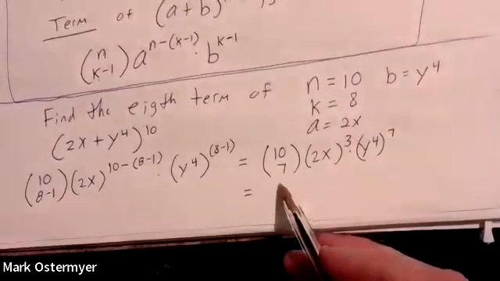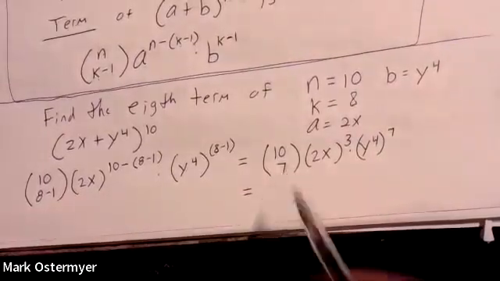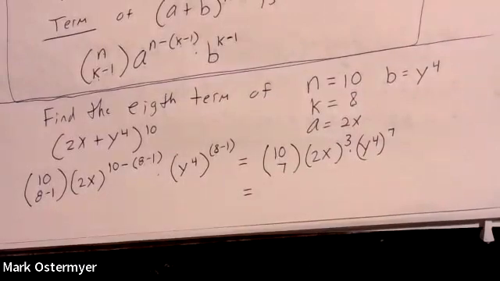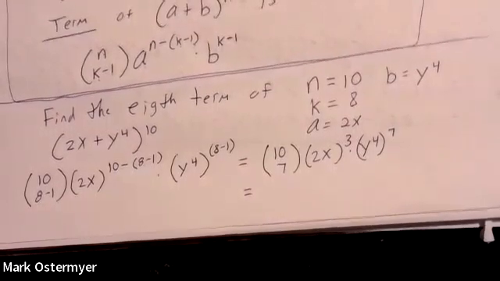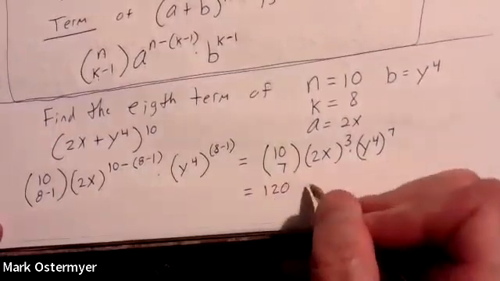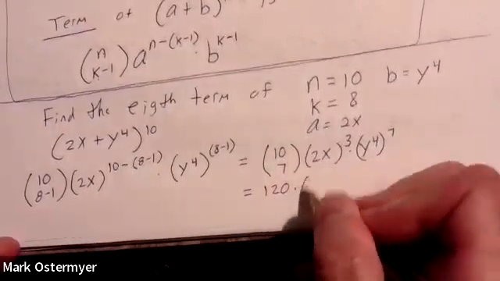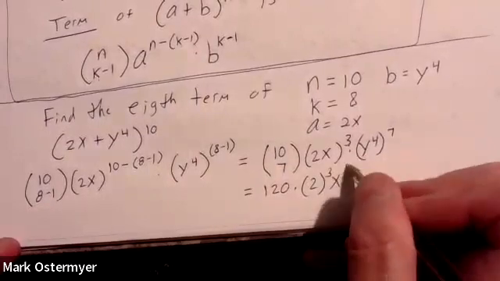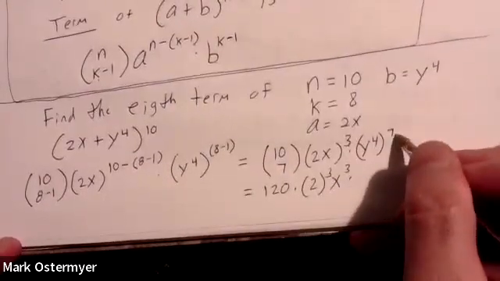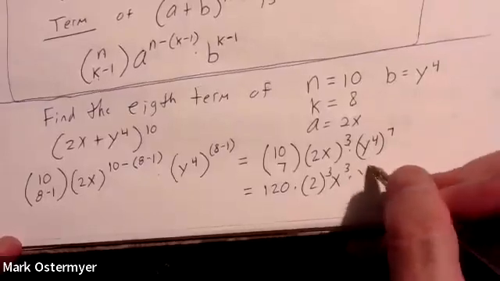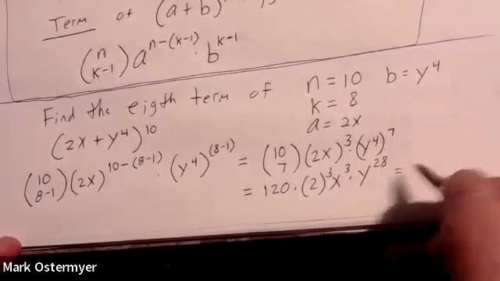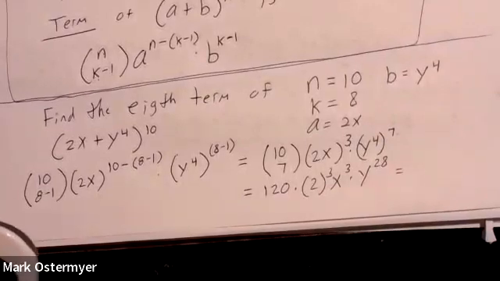Get on your calculator. What's 10 choose 7? 10 in combination with 7. What does that give us? 10 choose 7 gives us a coefficient of 120. This is 2 to the 3rd power. 2 cubed times 8 cubed times y to the 4th power raised to the 7th power is y to the 28th power. Ladies and gentlemen, this is 8 times 120.